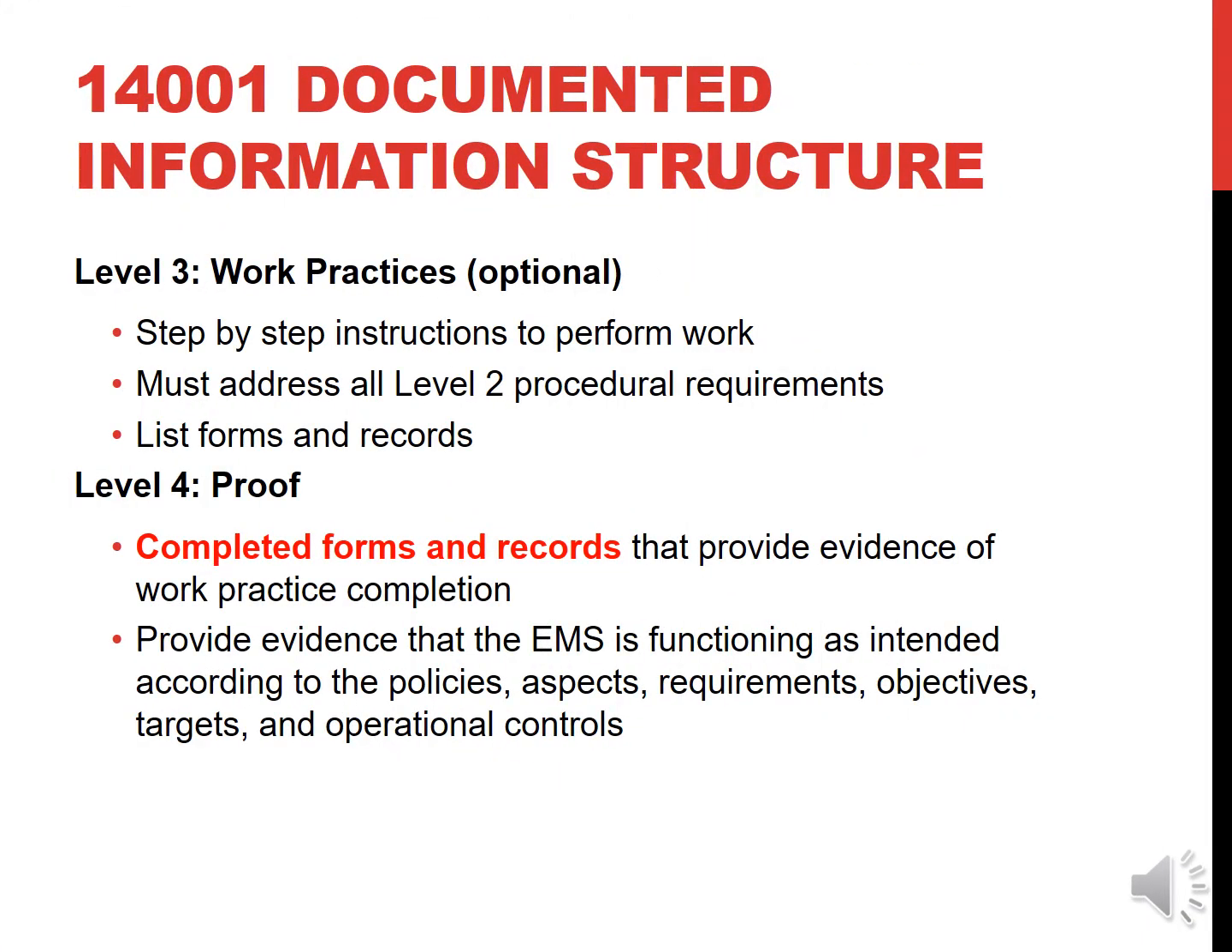Work practices, again, as we said, are optional. They're step-by-step instructions. These are called work instructions. They generally list forms and records. If you combine these in an EMS, the level 2 and level 3 will be one document, but will also contain a list of forms and records generated. This is just good practice. And level 4 proof are completed forms and records that provide evidence of work practice completion. Again, they provide evidence that the EMS is functioning as intended, according to the policies, aspects, requirements, objectives, targets, and operational controls.